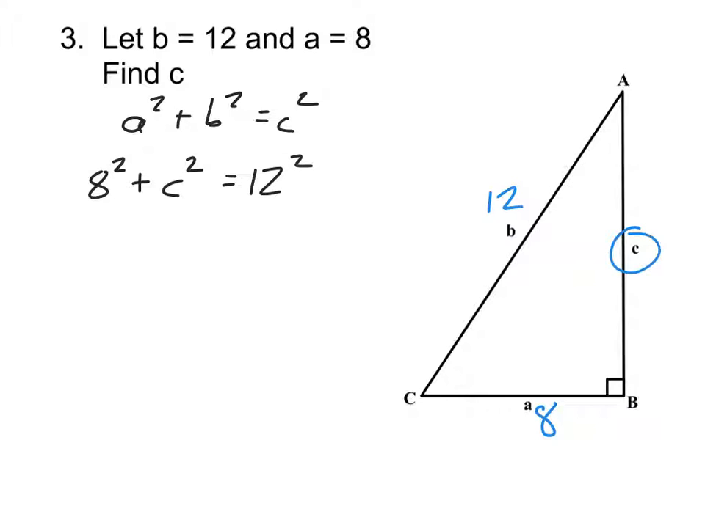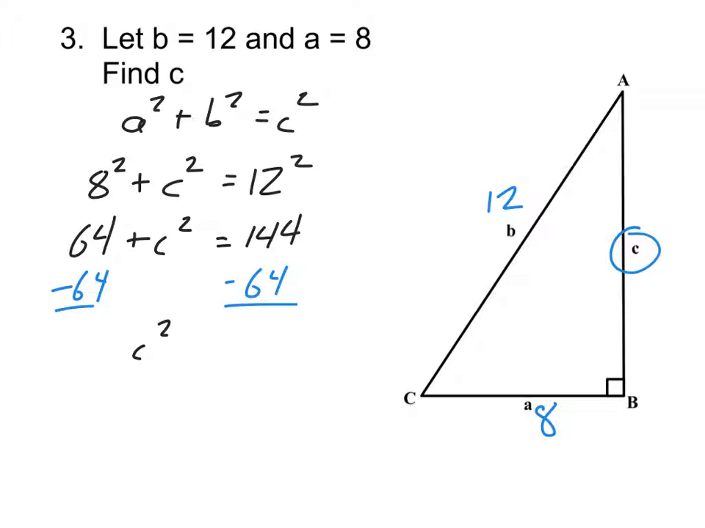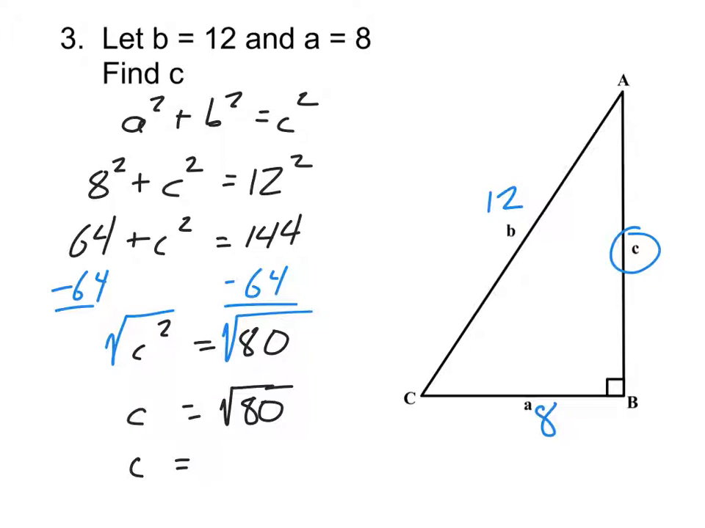And so, to do this work then, go ahead and square where we can. Then we subtract the 64 in this case, subtract 64 from both sides. And then we take the square root of both sides as well. And so we end up finding that c equals the square root of 80, which actually I wouldn't want to leave that way. I would want to simplify that, because the square root of 80 is the square root of 16 times the square root of 5, so that would be the same as 4 root 5.